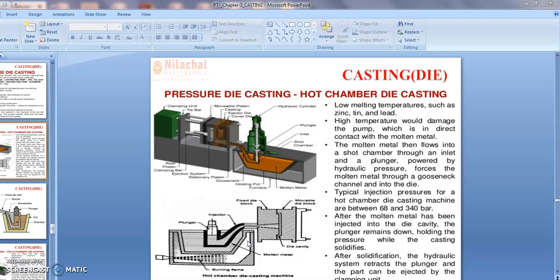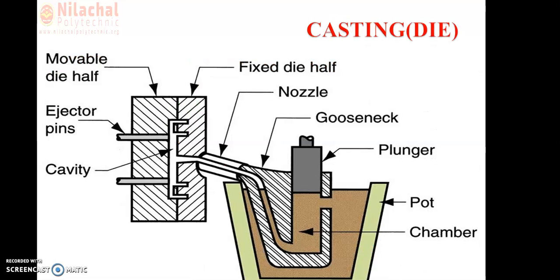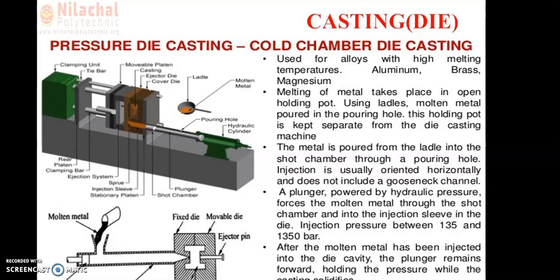In my previous videos we already discussed the types of die casting, that is the hot chamber machine and the cold chamber machine. Up to the hot chamber machine we have already completed. So let us discuss today the second type of machine, which is named the cold chamber die casting machine. Here is the schematic diagram of pressure die casting conducted in a cold chamber.